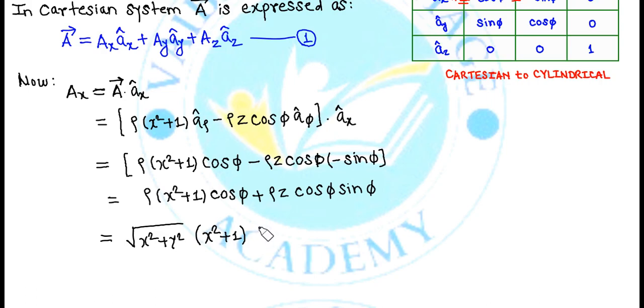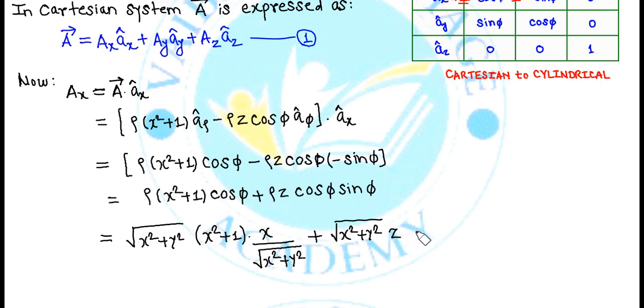Now we have the cos phi. So what is the cos phi that we have derived in the previous slide? We have that cos phi is equal to x upon square root of x square plus y square, plus now again rho. So what value do we have for that rho? We have rho is equal to square root of x square plus y square, into this z, which is as it is since it is already in the Cartesian system.